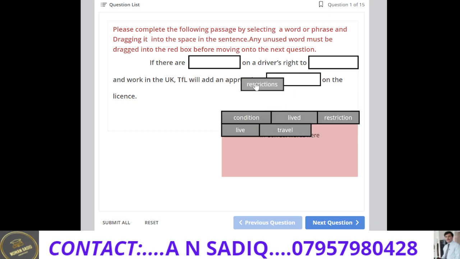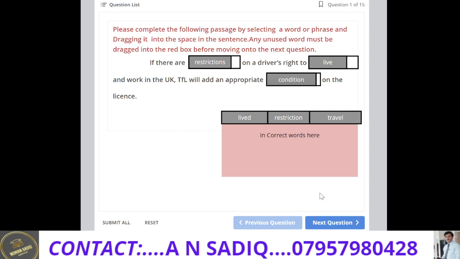Like restrictions should be here, live should be here, and condition will be here. Now the remaining three words are automatically here. So it's a good strategy, but it's up to you. If you are confident that you will be able to drag the unused words into the red box at the end, there is no need to do it like this, but it's just a strategy.